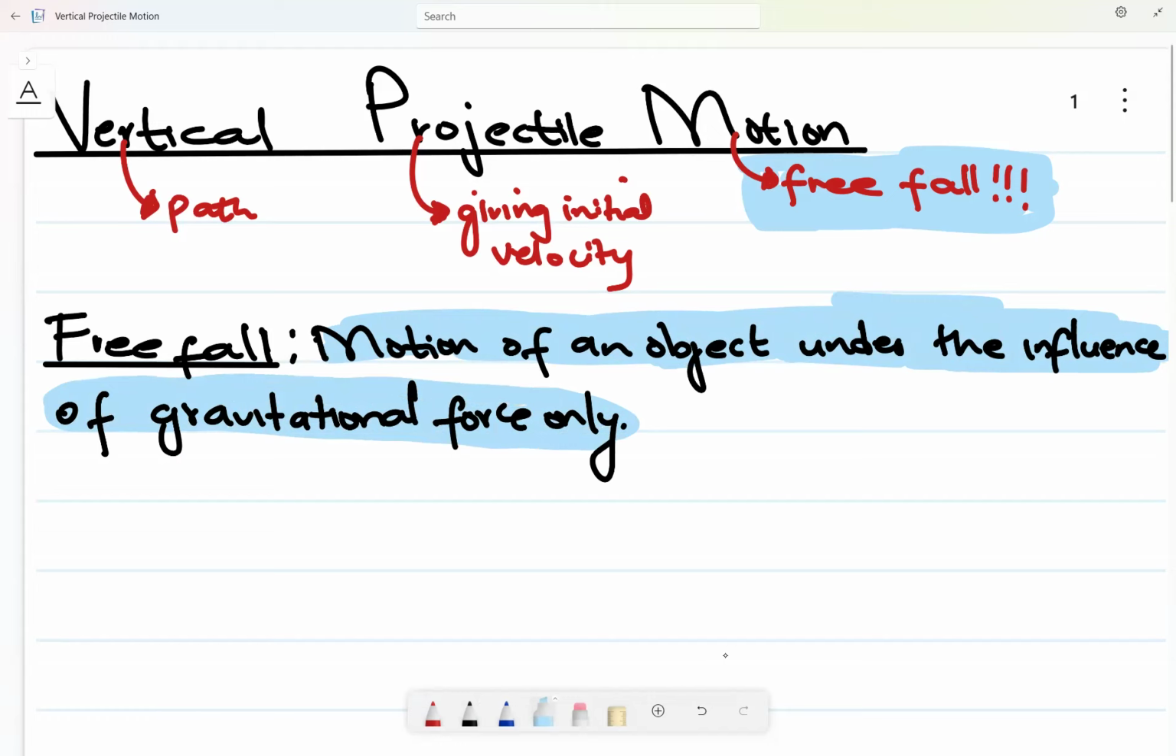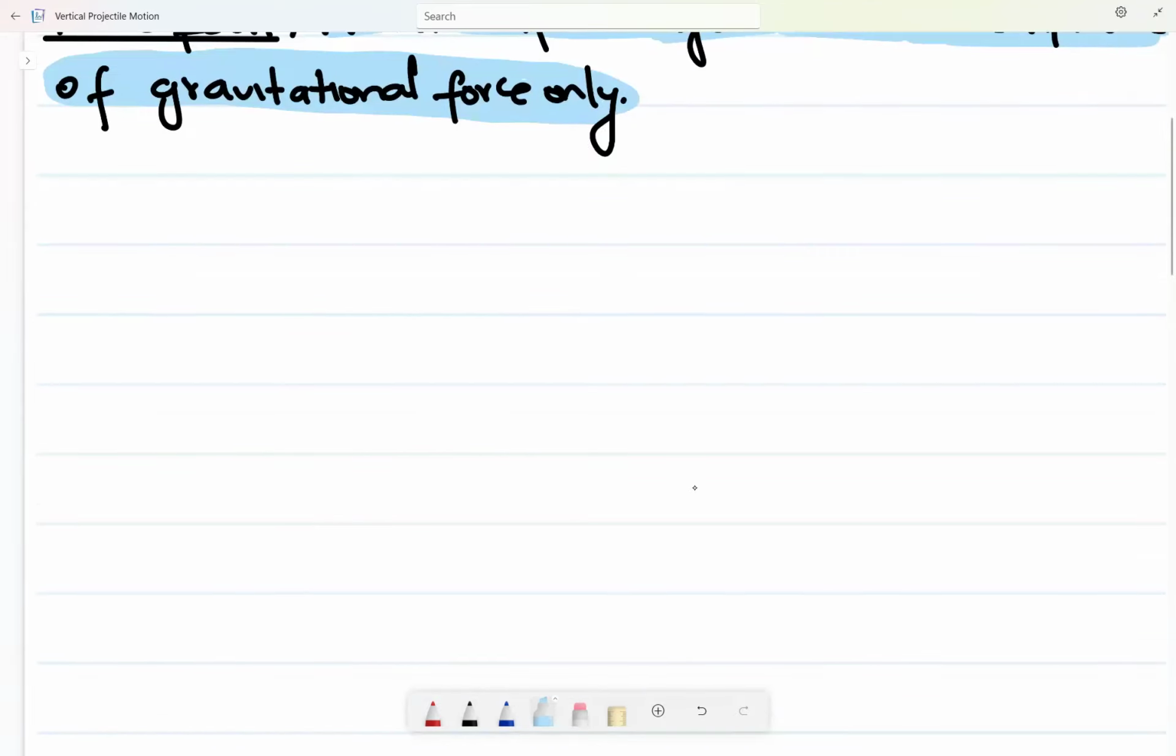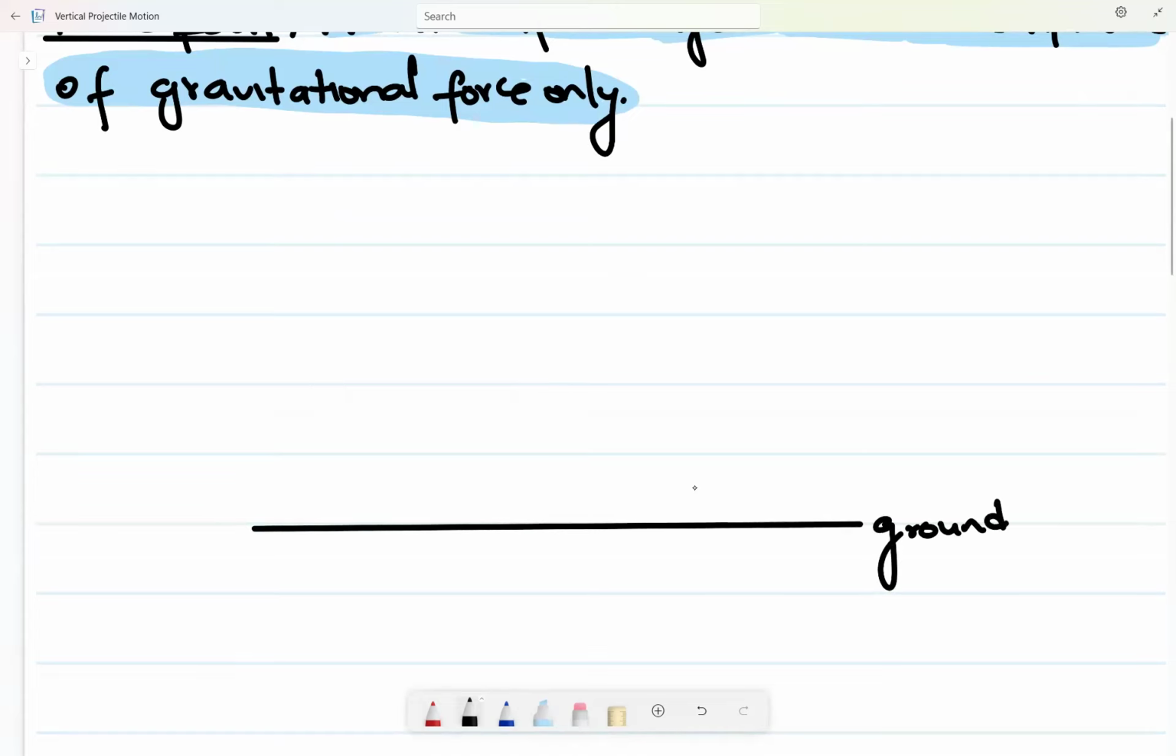Let's have a case scenario, a very interesting one. Let's say we have a ball. Let's say this is the ground. I'm going to make you understand at least the basics of vertical projectile motion. I do not want you to cram anything. If this is the ground, let's say we have our ball here, which was projected upwards like that, then came back to where it was projected.